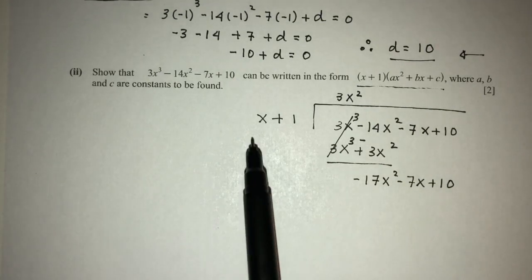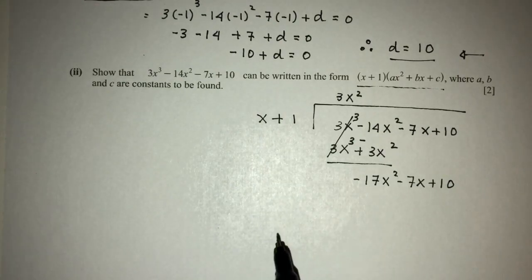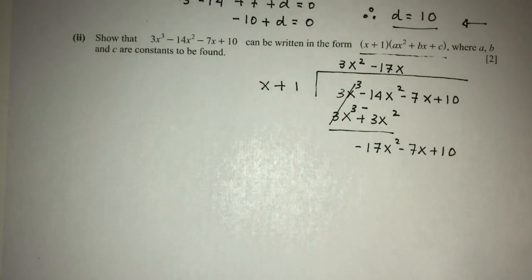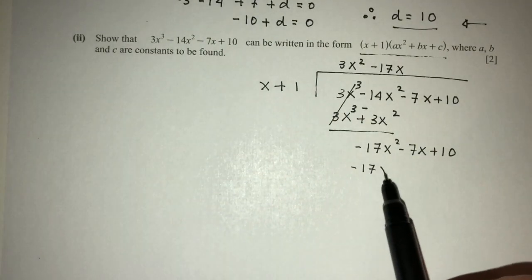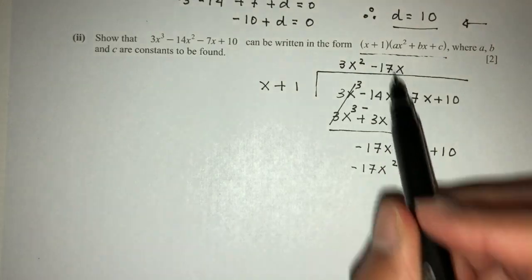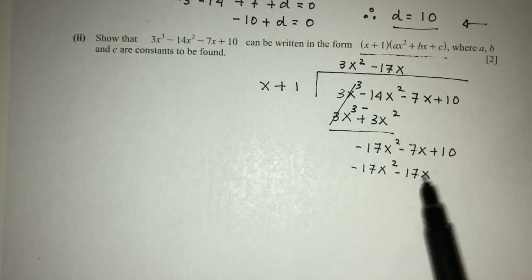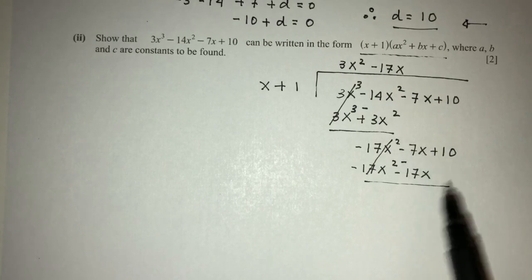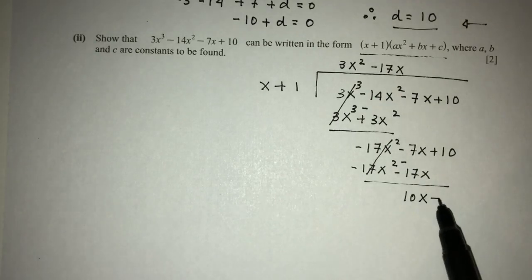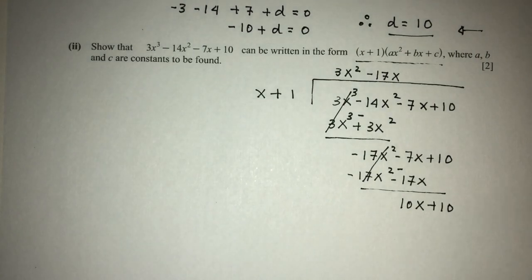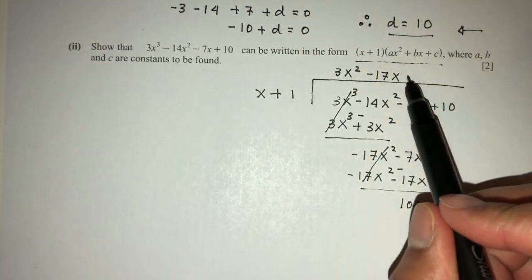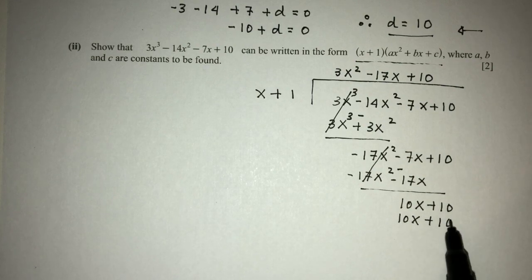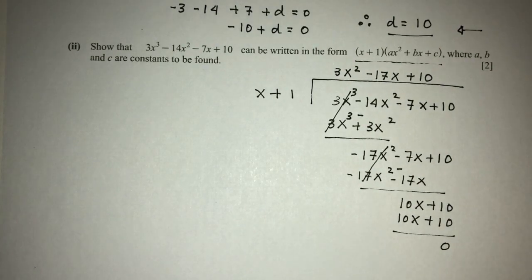Now, how can you make x become minus 17x squared? You multiply by minus 17x, right? So you will have minus 17x squared, and then 1 times this will be minus 17x. Simplify, this will go away. Now minus 7 minus minus 17 should be 10x plus 10. Now how can you make x become 10x? Multiply by plus 10. So you will have 10x plus 10. That will be 0. So here you go.